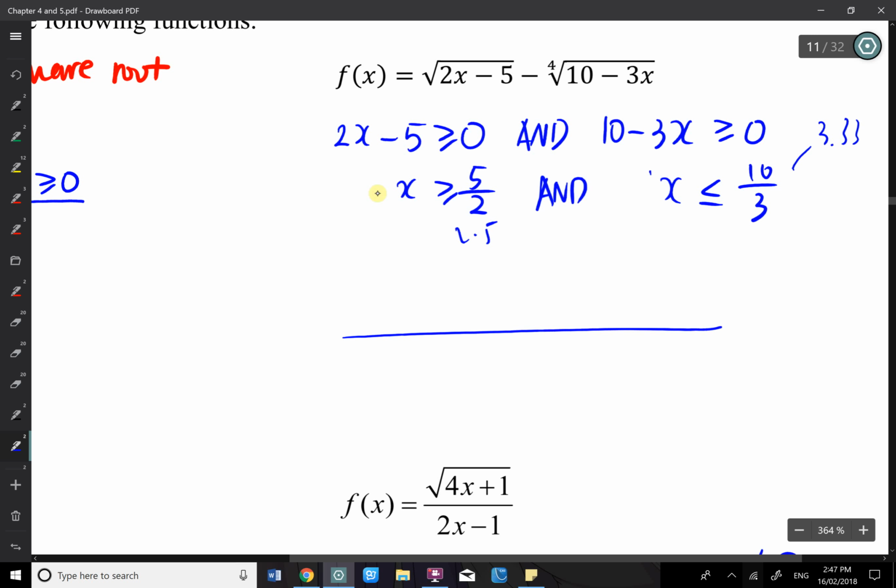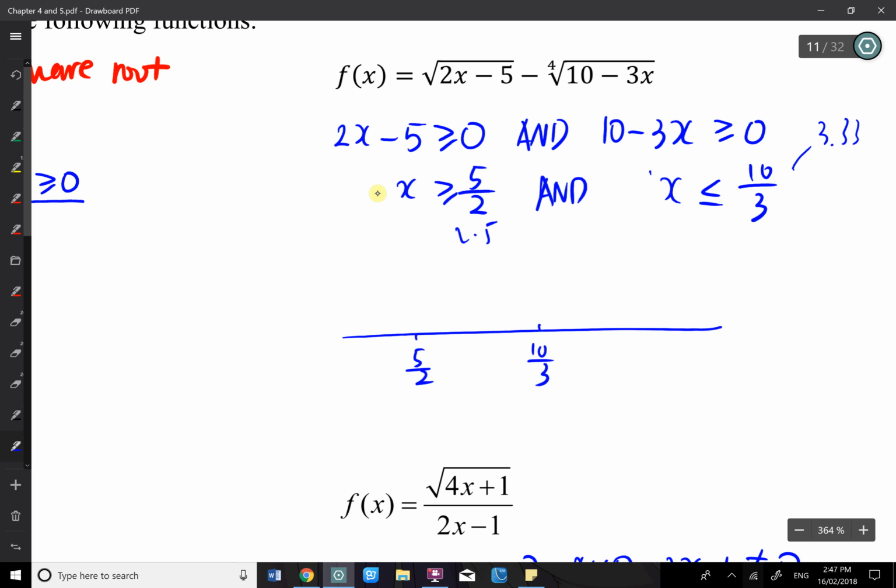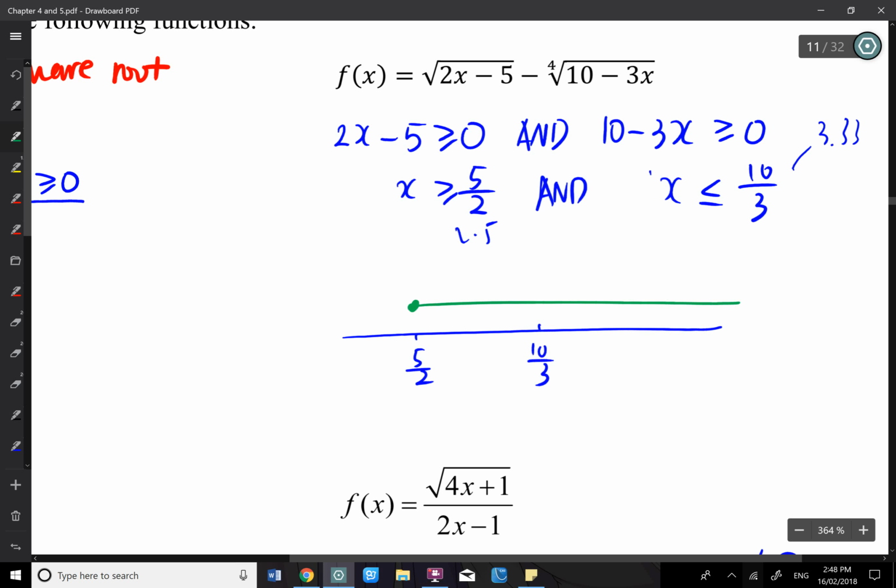I will show that on the number line, 5 over 2 and 10 over 3. It's very important for you to know how to use number lines to find intersections. I need the intersection between two sets. My x needs to satisfy the first inequality and also the second. Therefore, I will sketch that on the number line. X greater than or equal to 5 over 2 is this green one. Less than or equal to 10 over 3 is this red one. The part with two colors is between 5 over 2 and 10 over 3.